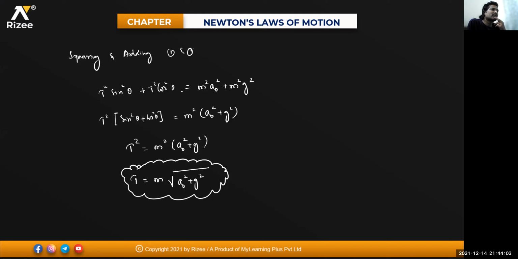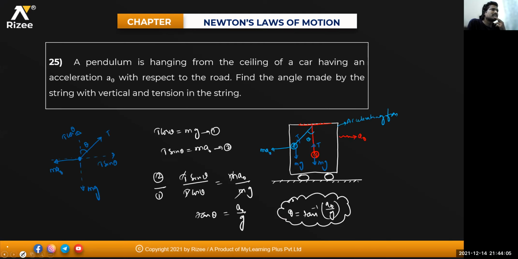Explain once again, sir. Okay. See, a pendulum is hanging from the ceiling of a car having an acceleration of a naught. This car is moving with an acceleration of a naught with respect to the ground. So this is an accelerating frame. Now when you're standing in a bus and the bus moves in the front direction, you fall in the backward direction because of pseudo force, isn't it? So on this one, there is a force which has been acting in the backward direction, that is m into a naught.